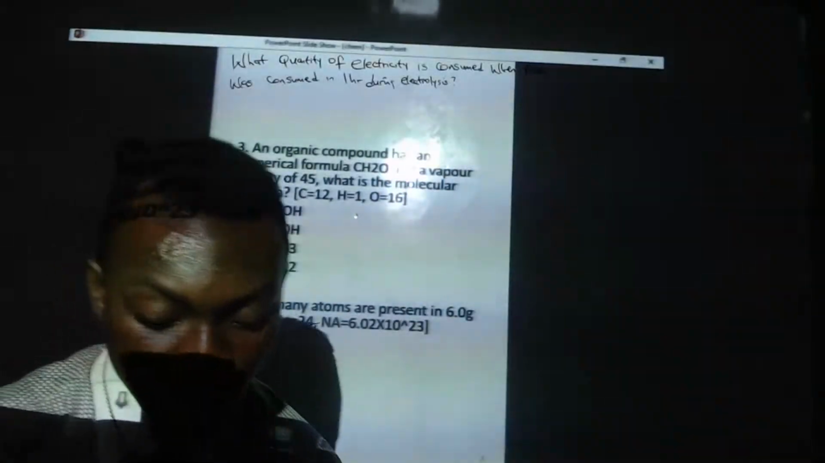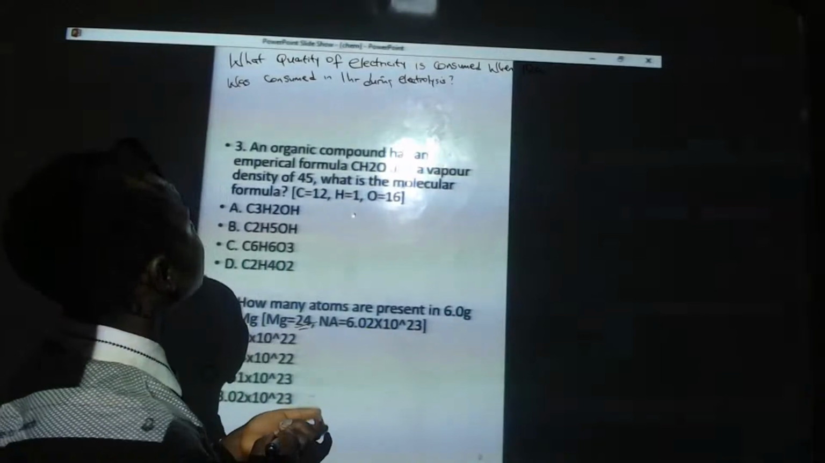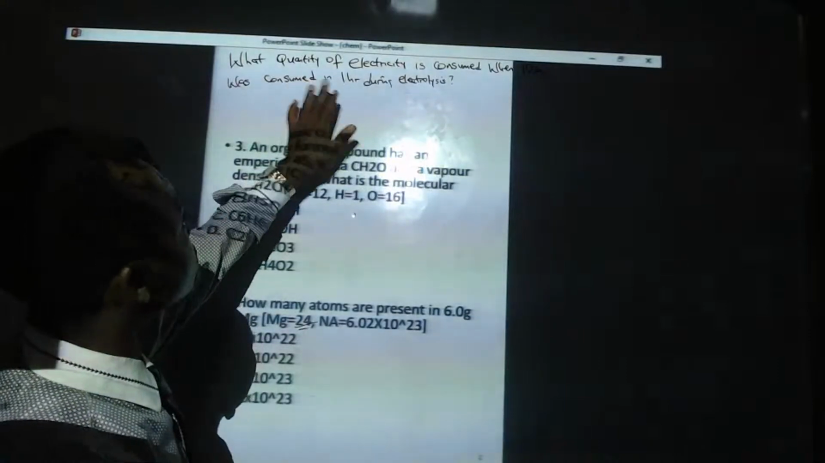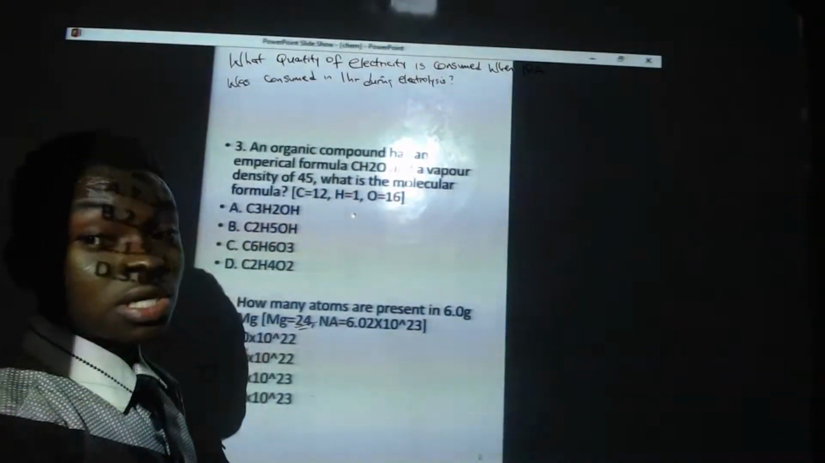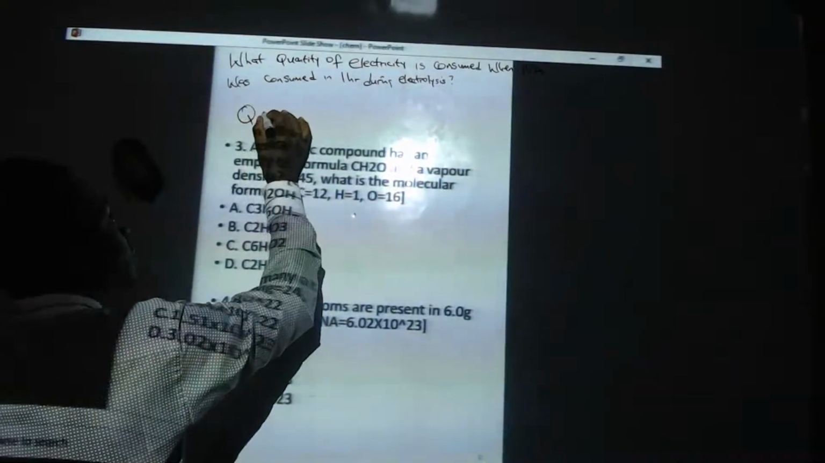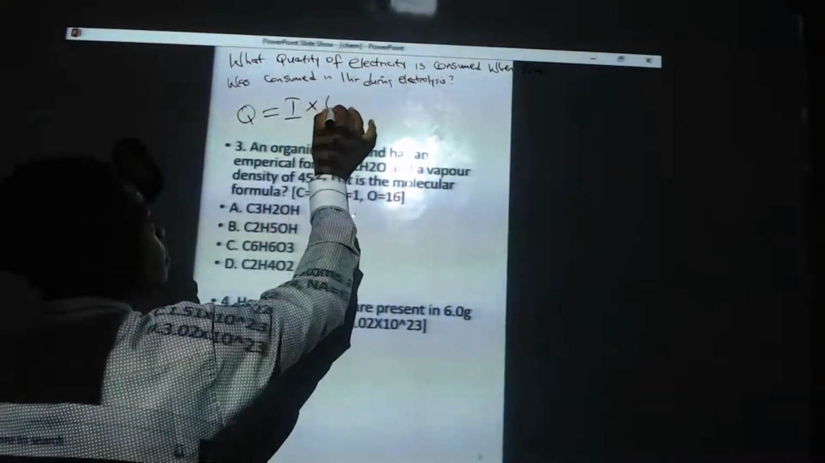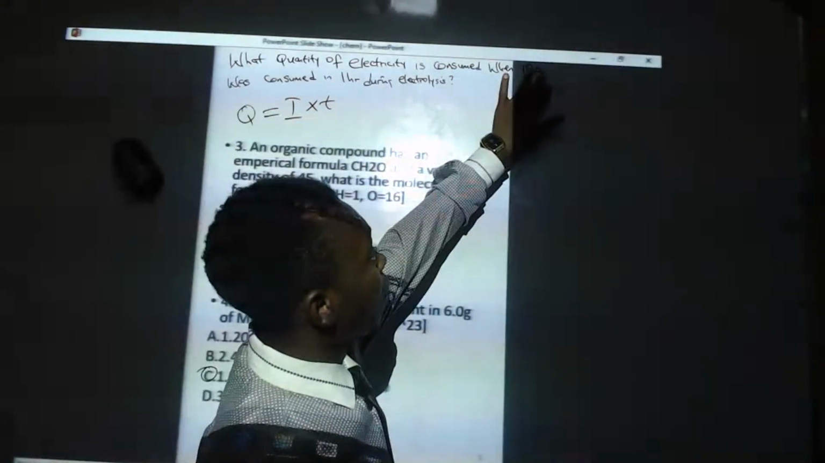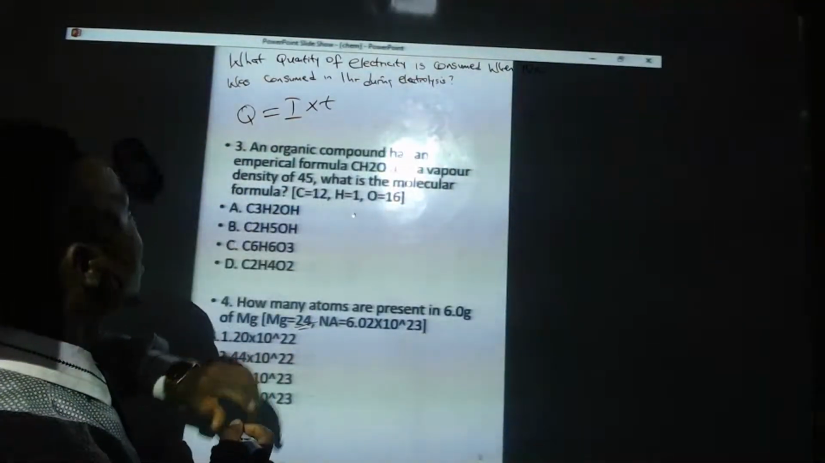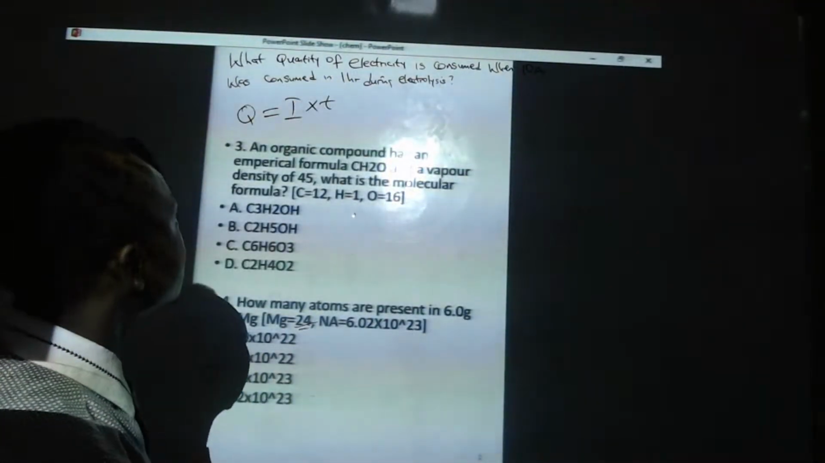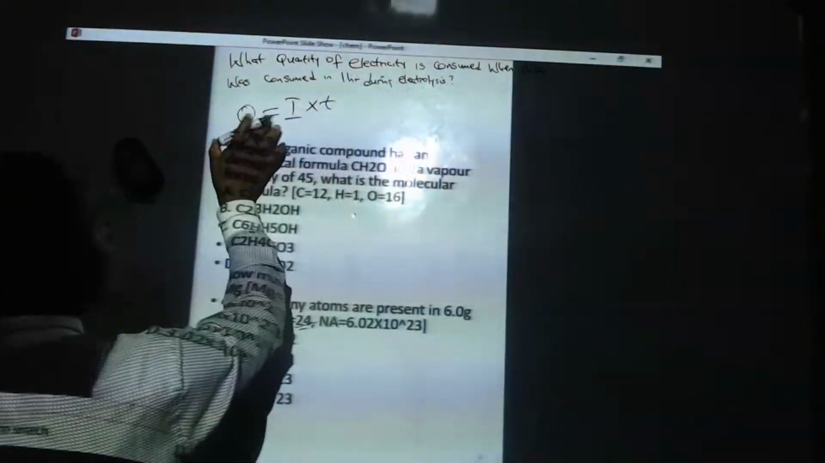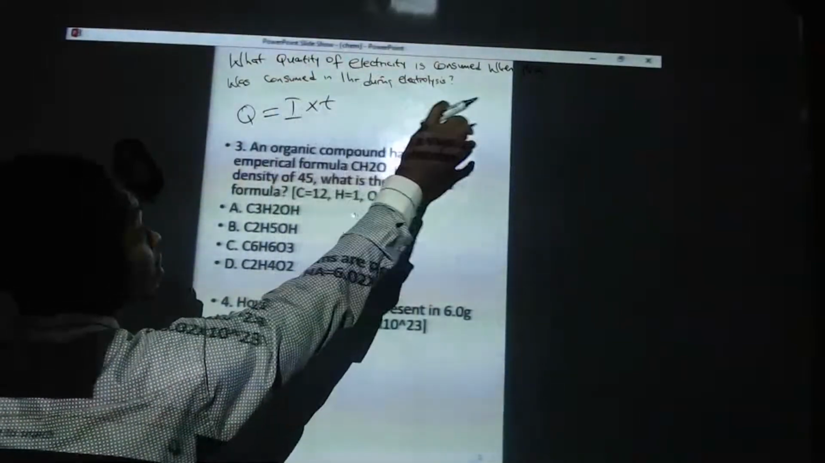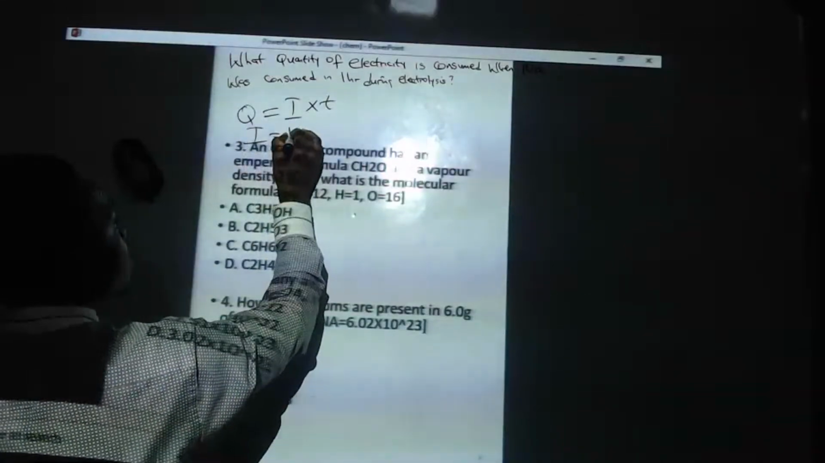Now, this question is very, very easy. They say what quantity of electricity is consumed when 10 amp was consumed in 1 hour during electrolysis. Remember I told you that quantity of electricity equals your current times your time. Current has a unit of A, which is ampere, and time is either in hours, seconds, or minutes. In order to find the quantity of electricity, it is equal to your current times your time, and your current is being given as 10 amp. So your current is 10 amp.